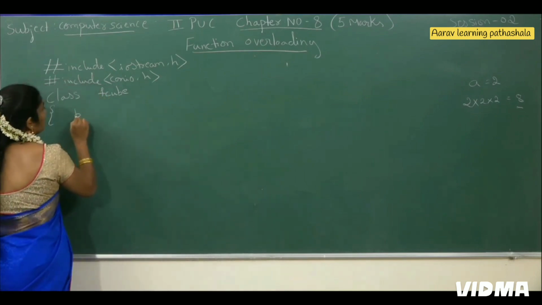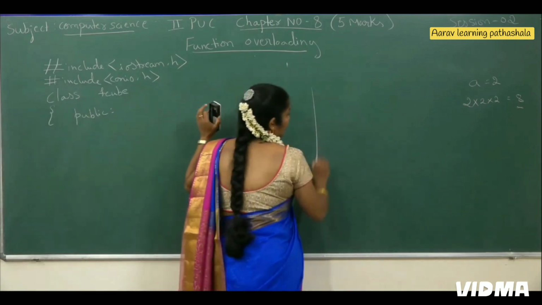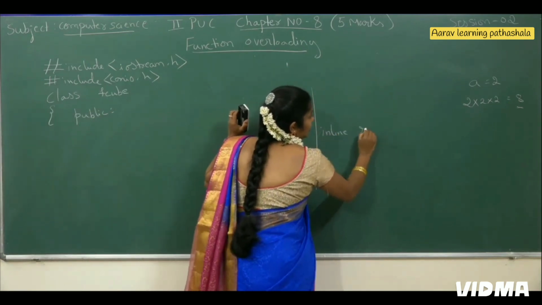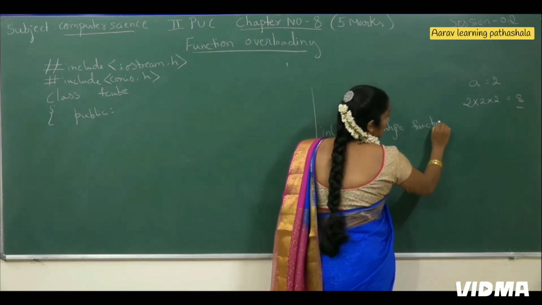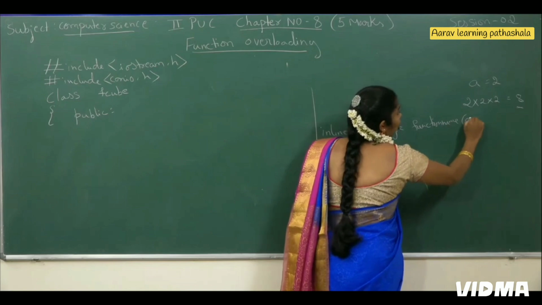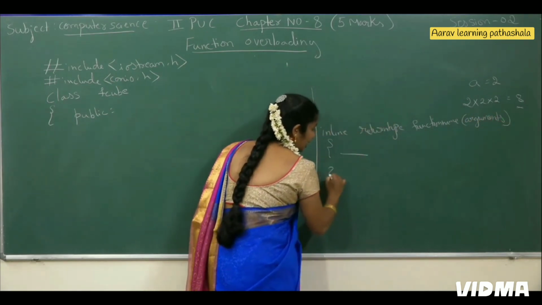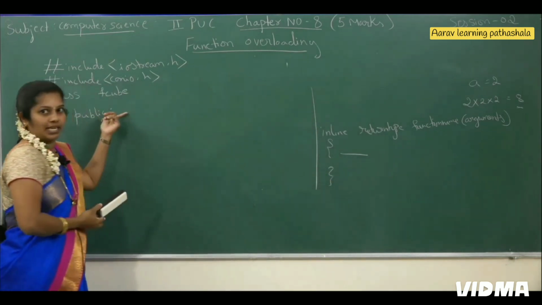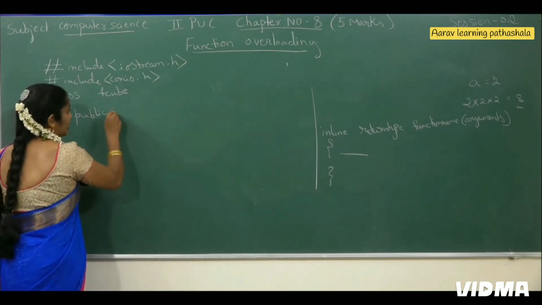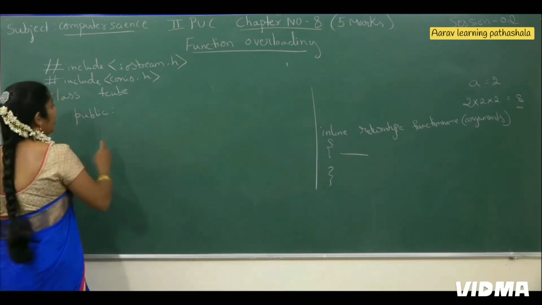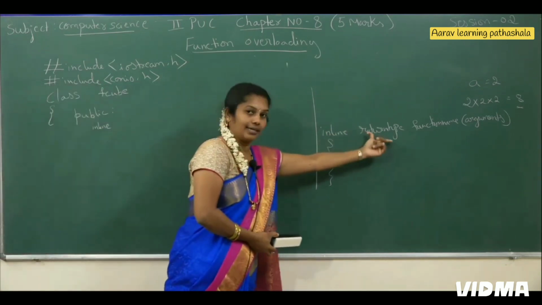In the public section, we are declaring the function. While writing the syntax, how did we write it? Inline, then the return type, after that the function name, then inside the bracket the arguments, then here we write the body, then we close the function. In the same way, in the public section, before calling that function it has to be declared. That's why here we are writing public. Then next we start with the keyword inline. Then next you have to write the return type.